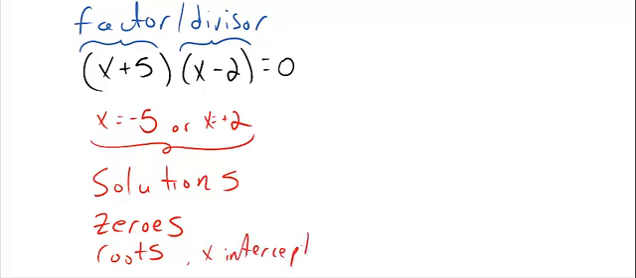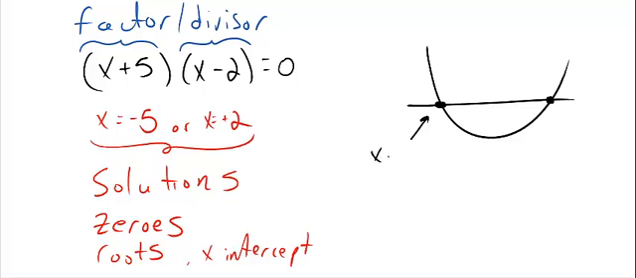And I'll actually talk about that now. Why are they called the zero intercept? Because the graphic representation of the quadratic equation is a parabola. Okay? And these ones are the solutions and x-intercepts of the parabola, which means this point in here is going to be negative 5, and this point in here is going to be positive 2.